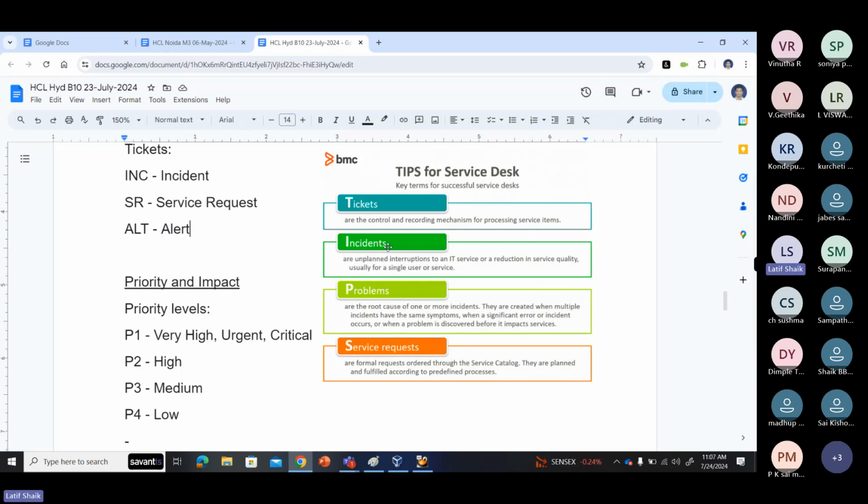Similar types of incidents occur. So obviously, we combine all these incidents and treat them as a problem and find out what the root cause is. Whether an incident is repeated or multiple incidents occur, we have to find the root cause of these incidents and resolve it. Then the issues won't occur again and again. That is one.